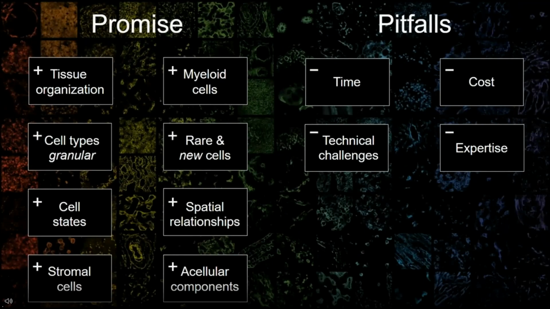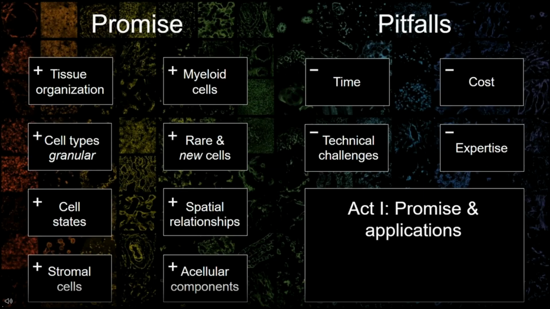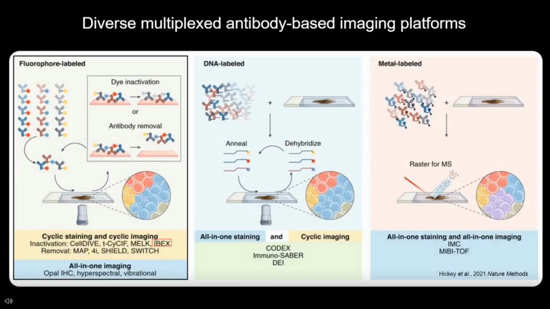And so today I've organized the talk to first talk about the promise and applications of this approach, and then, two, talk about community initiatives that will really reduce the time, cost, and technical burdens of these methods, allowing more people to participate in spatial mapping. That is really the goal. Coming back to this slide to orient you, the methods that I'll be talking about today employ fluorophore-labeled antibodies, and the method is called Ibex.